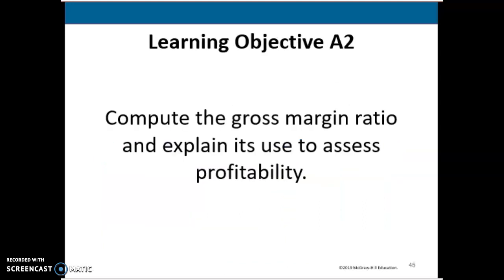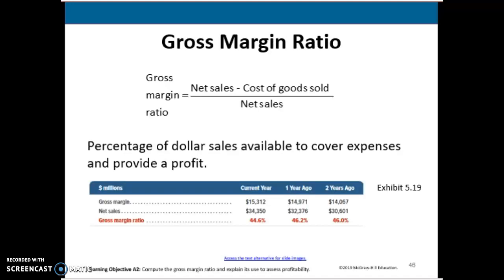The next one is the gross margin ratio. The gross margin ratio helps us to determine profitability. It's calculated by taking net sales minus cost of goods sold, divided by net sales. So net sales minus cost of goods sold gives us gross profit, and gross profit divided by net sales is going to give us our gross margin ratio.